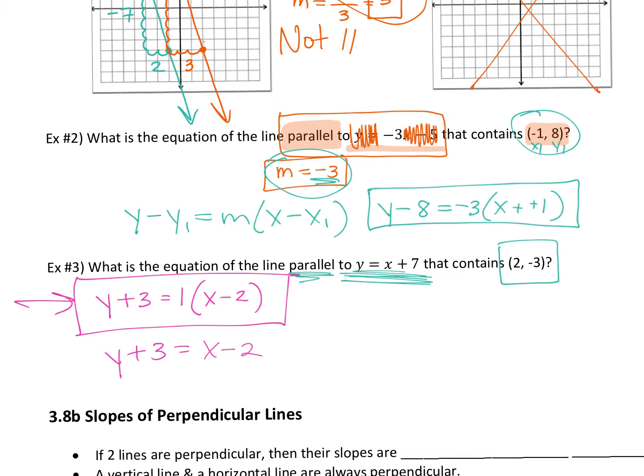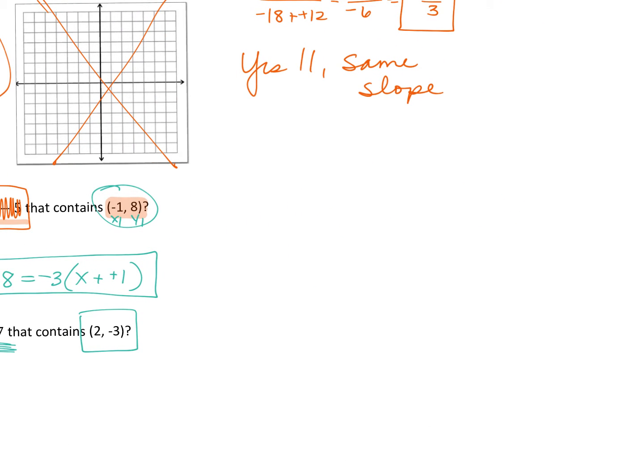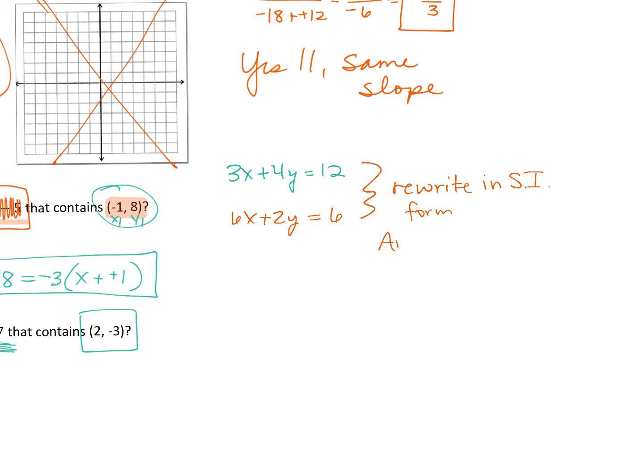Yes? Okay. I'm going to do one other thing with this because you'll see it in the homework and I want to make sure that you're clear. Let's say you have, go ahead and just write these two equations down. 3x plus 4y equals 12. And 6x plus 2y equals 6. Okay? They're going to say rewrite in slope-intercept form. And then they're going to say, are they parallel?